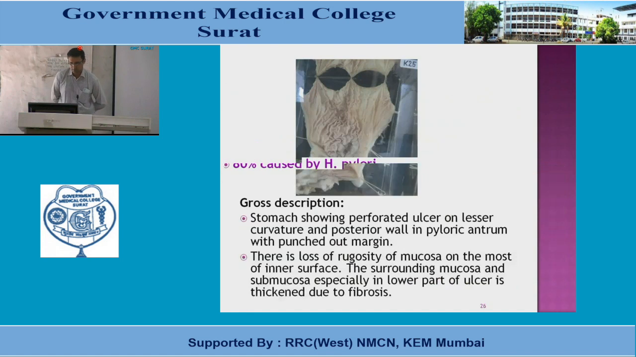Now, in peptic ulcer, there is a perforated ulcer on the lesser curvature and posterior wall in the pyloric antrum with a punched out margin. See, this is a peptic ulcer, lesser curvature of the stomach and punched out margin. There is loss of rugosity of the mucosa on most of the inner surface. The surrounding mucosa and submucosa, especially in the lower part of the ulcer, is thickened due to fibrosis. Here there is a thickened area due to fibrosis.